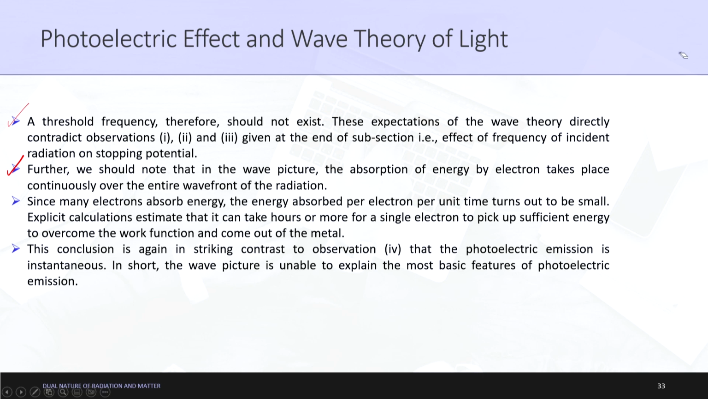Since many electrons absorb energy, the energy absorbed per electron per unit time turns out to be very small. Explicit calculations estimate that it can take hours or more for a single electron to pick up sufficient energy to overcome the work function and come out of the metal. So, from the exact calculations, it was found that the energy absorbed per unit time is very less.